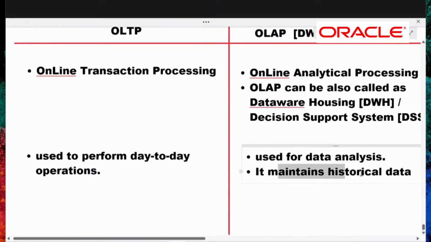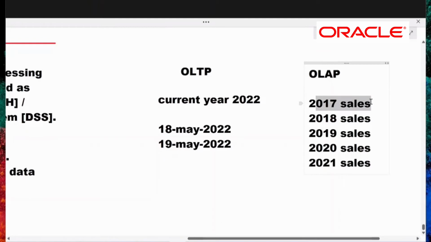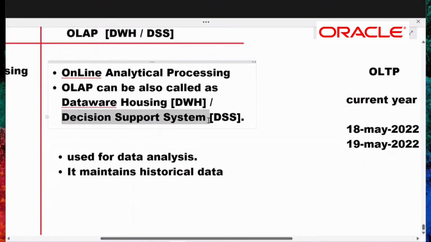So why do we have to maintain historical data? For data analysis. For example, in 2017, what were the sales? But now what are the sales? At that time, did we get profits or loss? If we got profits, which offers did we offer at that time? Why did we get profits at that time? Like that, we can analyze the data by using this OLAP. With that, we can take right decisions. So that's why we call this the decision support system.